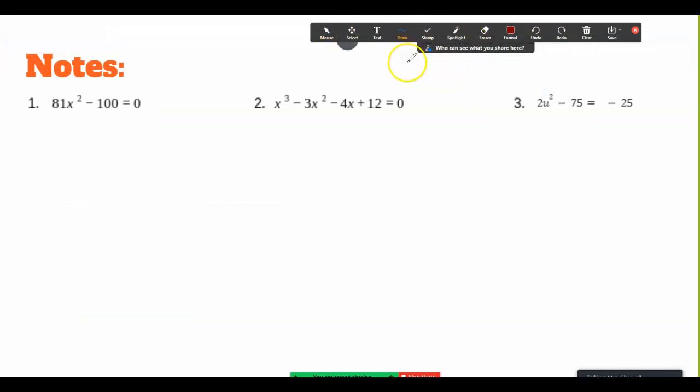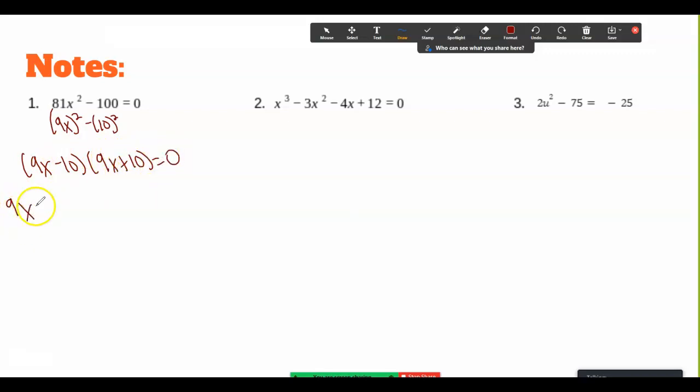So the next step we're going to do is more of the solving types. So this first one, I already have x equal to 0. This is the same as 9x and 10. So I'm going to set each of these equal to 0.